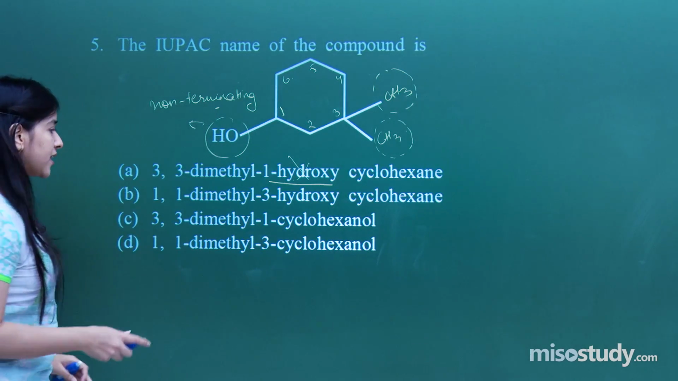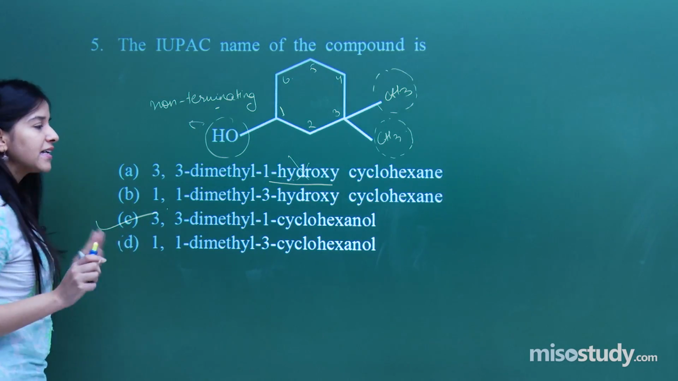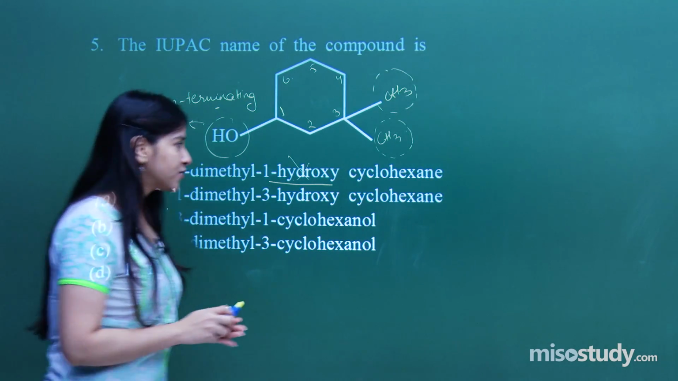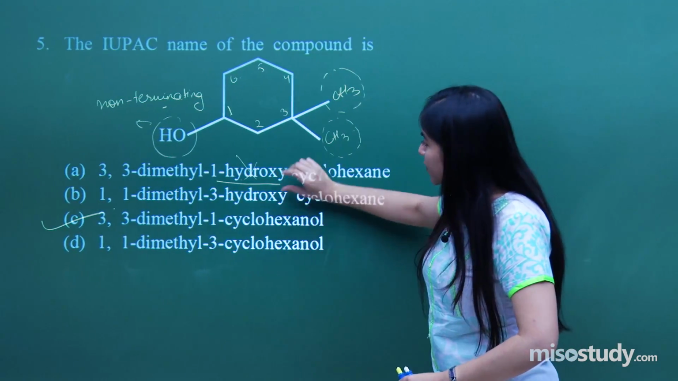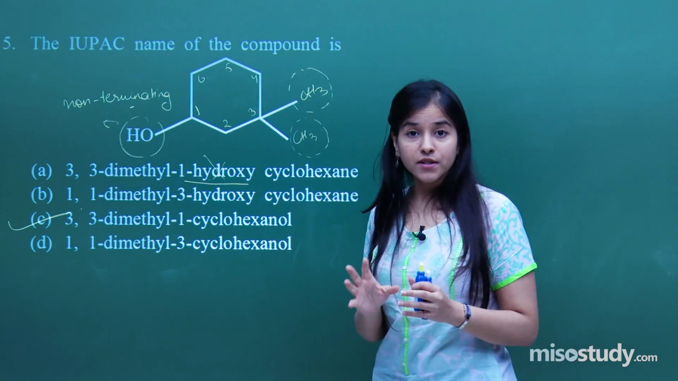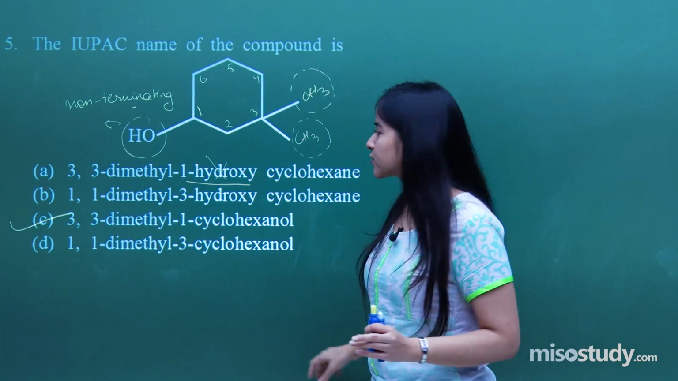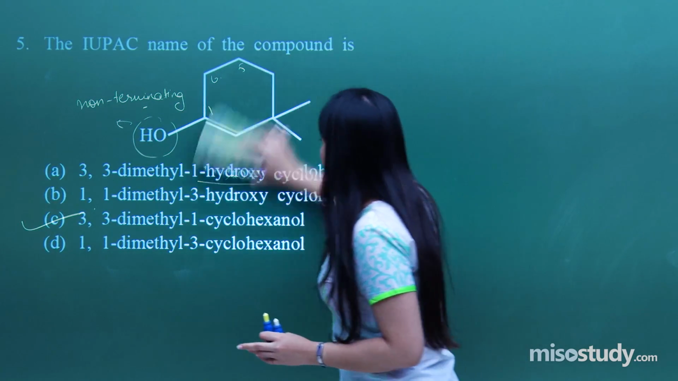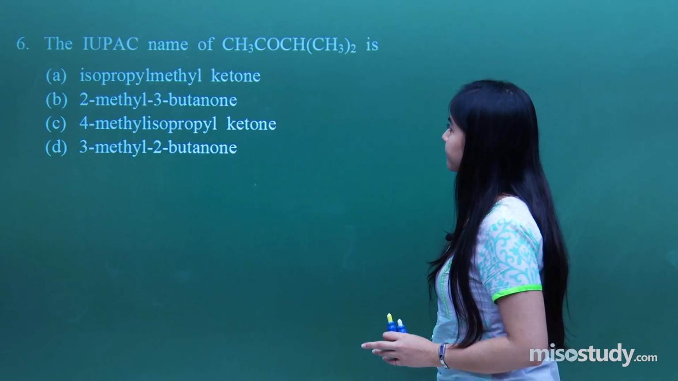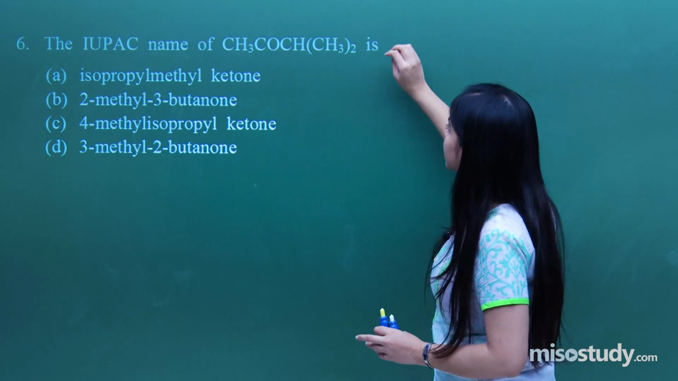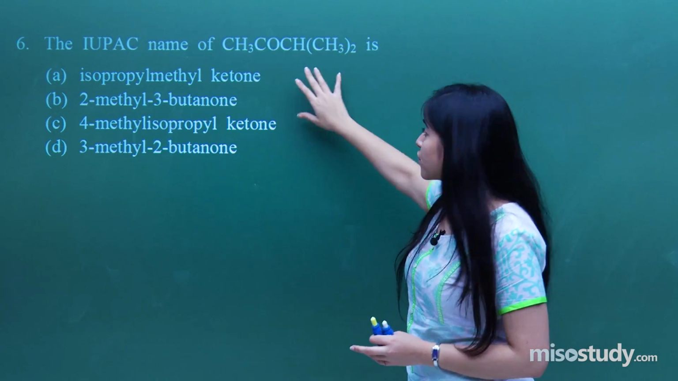So I hope everybody has got me. C is the answer over here. So let's just move on to the next question. This was a tricky question because the two options were somewhat similar. You just need to have a proper knowledge of it. Now let's move on to the next question. The IUPAC name of this compound. So you have got the compound.